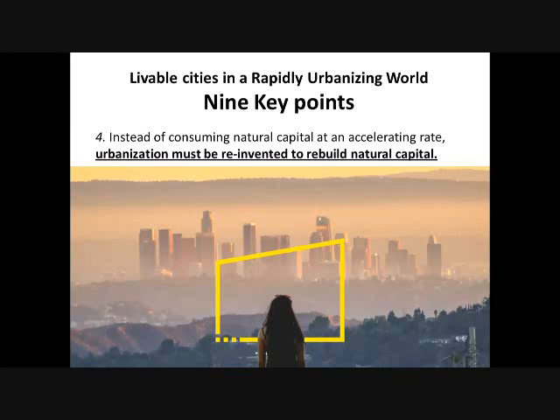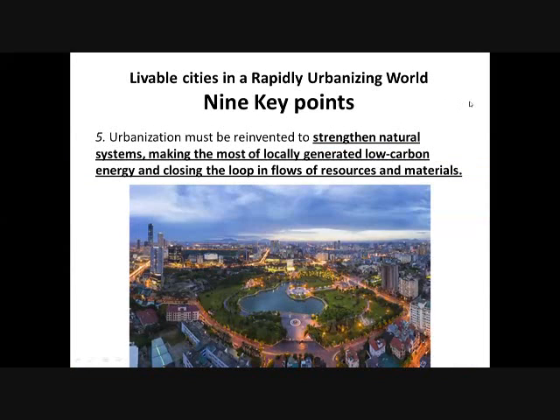So instead of consuming natural capital at an accelerating rate, urbanization must be reinvented to rebuild natural capital. So we need to look back at the city as part of nature. We need a new vision, a new thinking, a new picture of the city that integrates it with nature. So as we said, urbanization must be reinvented to strengthen natural systems. We need to go back to appreciate nature and respect nature.